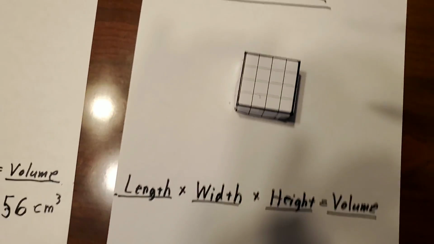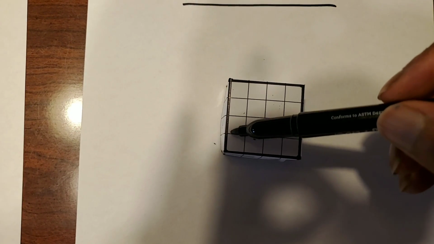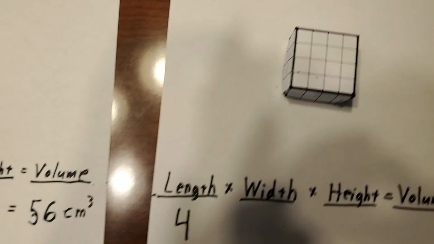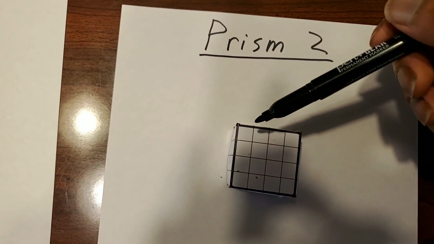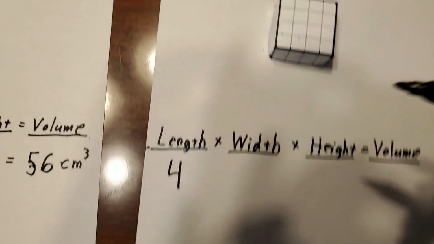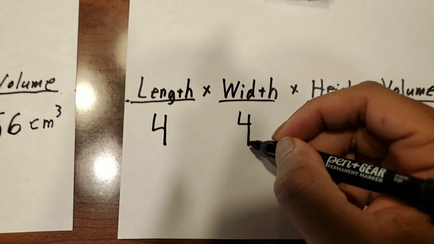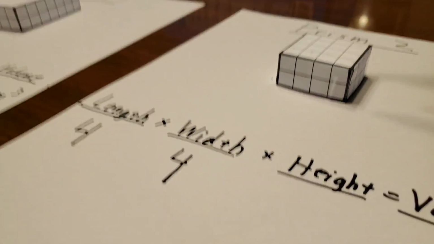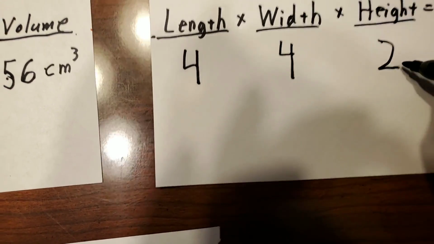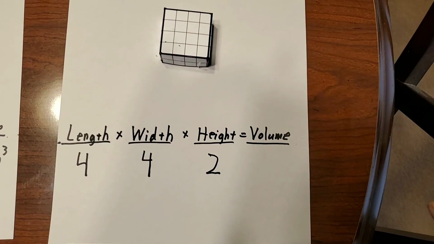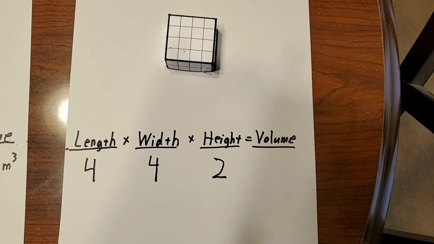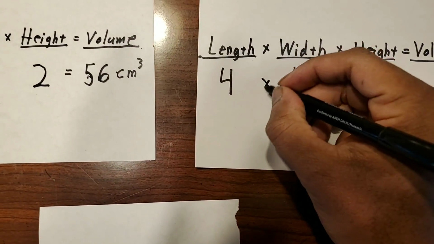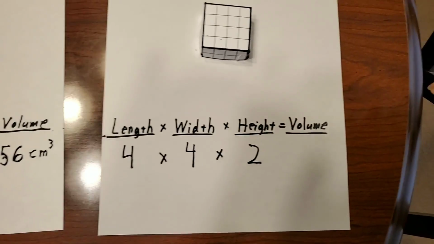So let's find the length. Ready, set, go. 1 centimeter, 2 centimeters, 3 centimeters, 4 centimeters. 4 centimeters long. What's the width? 1 centimeter, 2 centimeters, 3 centimeters, 4 centimeters wide. And what is the height? 1 centimeter, 2 centimeters. So it's 4 centimeters long, 4 centimeters wide, 2 centimeters high. What are we going to do with 4, 4, and 2? Easy. We're going to multiply. 4 times 4 times 2.